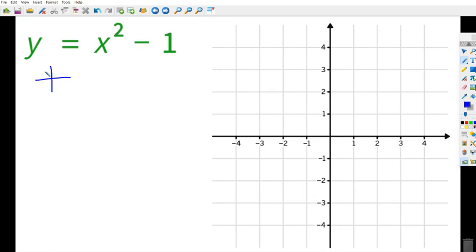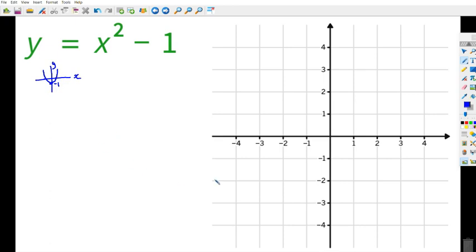Okay, it's going to look something like this. Smiley face, cutting there at negative 1 and cutting the x-axis twice. But I don't know what those points are. I need to go find those points.